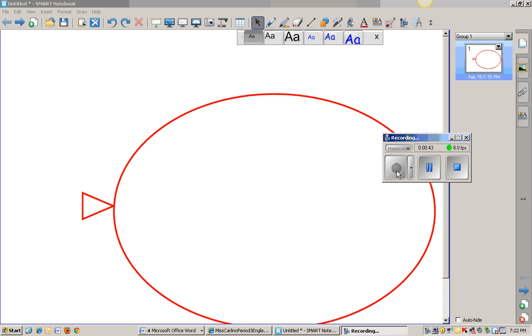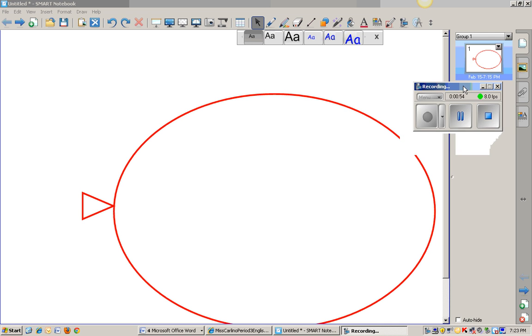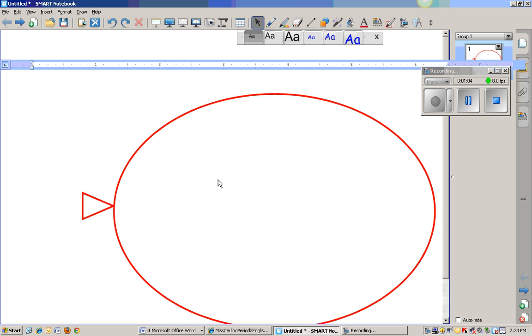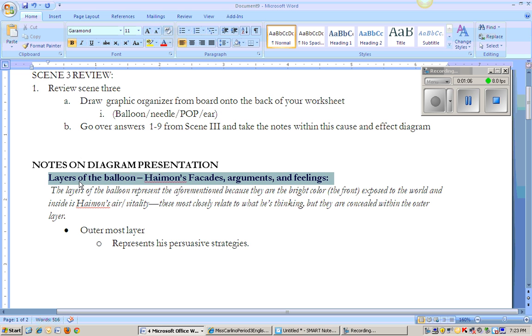The cause and effect diagram that we're going to do is going to start off with a balloon. So to review, I'd like you to draw a balloon landscape on an 8.5 by 11 sheet of paper. My artistic abilities are for sure going to be challenged through this, so there's going to be a big balloon. You can draw that now. On this balloon, what it's going to represent is Haemon's facades, arguments, and feelings.